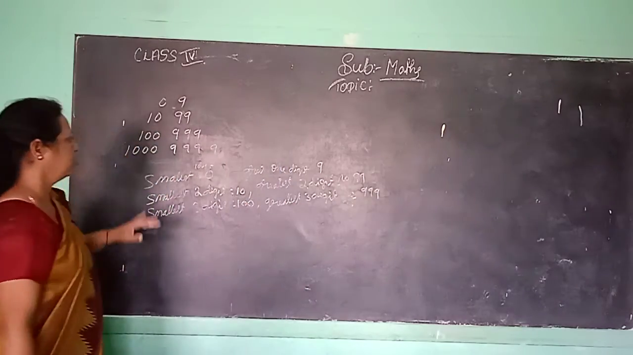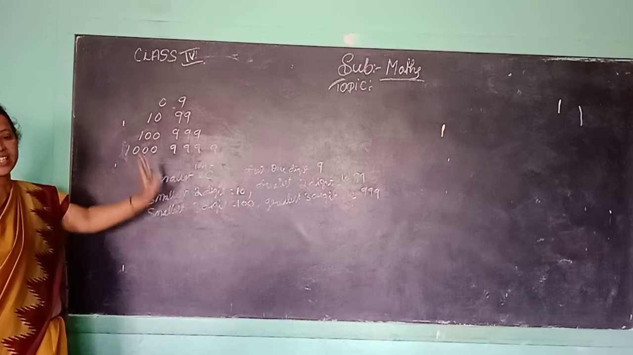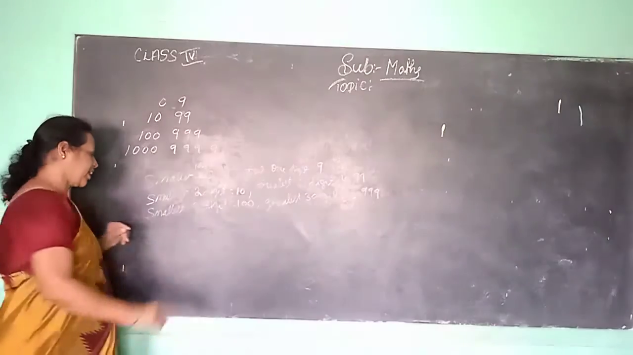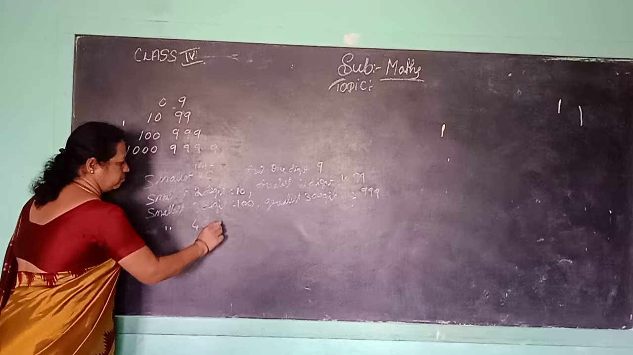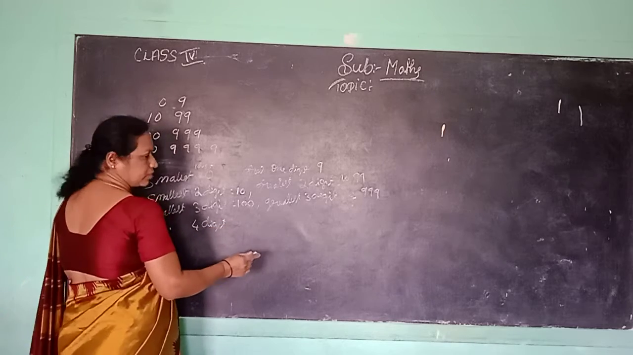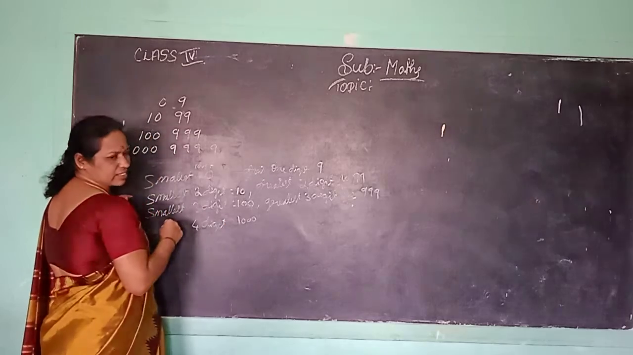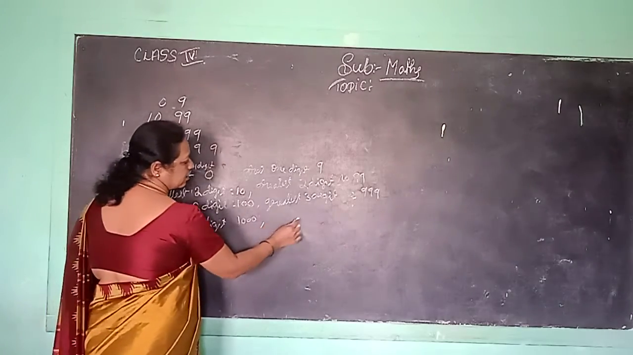Okay, children. So now to identify single digit numbers, two digit numbers, three digit numbers, the greatest and the smallest. If they give four digits also, you can write. Smallest four digit number. See, 1, 10, 100, 1000. Four digits: 1, 2, 3, 4.